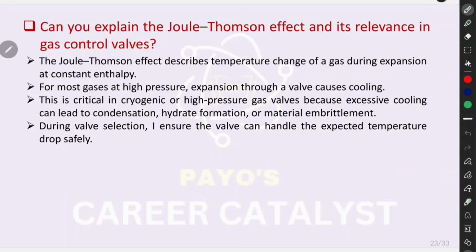Can you explain the Joule-Thomson effect and its relevance in gas control valves? The Joule-Thomson effect describes the temperature change of a gas during expansion at constant enthalpy. For most gases at high pressure, expansion through the valve causes cooling. This is critical in cryogenic or high pressure gas valves because excessive cooling can lead to condensation, hydrate formation, or material embrittlement. During valve selection, I ensure the valve can handle the expected temperature drop safely.